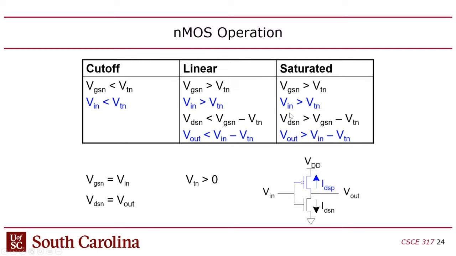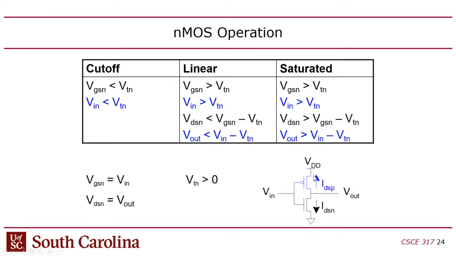The difference, though, between linear and saturated is if the gate voltage minus the threshold, gate source, is greater than the drain source voltage, then you're in linear mode. If it's less than the drain source voltage, you're in saturation mode. Okay. Now you might say, wait a second.